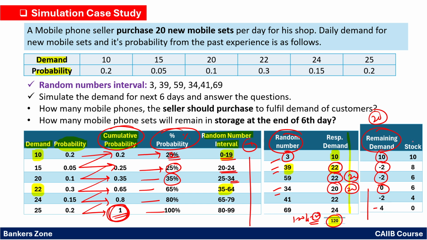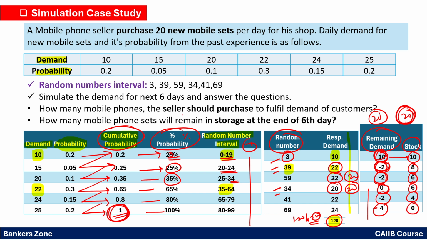So after that, you can find the remaining stock also. See, we are purchasing 20 daily. So at the end of the first day, we are having 20 stock. Against that, we are having a demand of only 10. So remaining will be 10. And the next day, only 2 is the demand. So remaining is 8. On the next day, demand is 2. Again remaining 6. The next day demand is 0, remaining will be 6. On the next day demand is again 2, remaining will be 4. On the next day demand is 4, remaining will be 0. So in that way you have to solve in the examination.